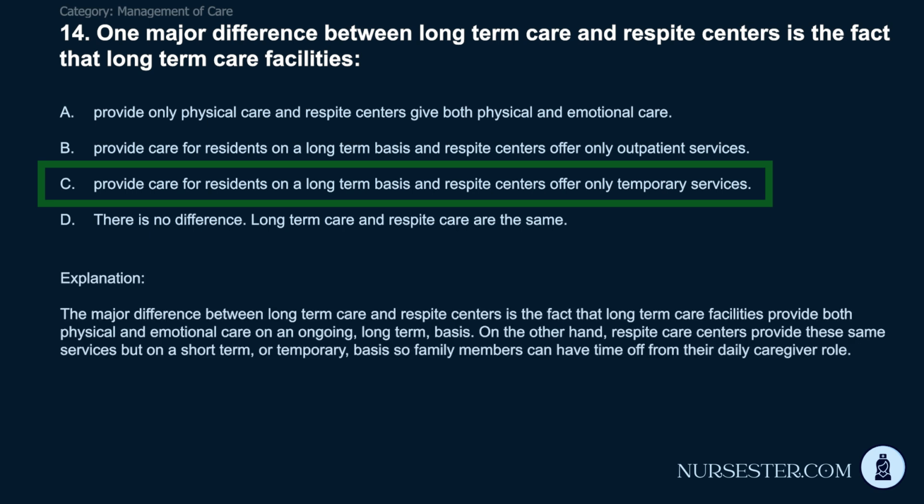The major difference between long-term care and respite centers is the fact that long-term care facilities provide both physical and emotional care on an ongoing, long-term basis. On the other hand, respite care centers provide these same services but on a short-term, or temporary, basis so family members can have time off from their daily caregiver role.